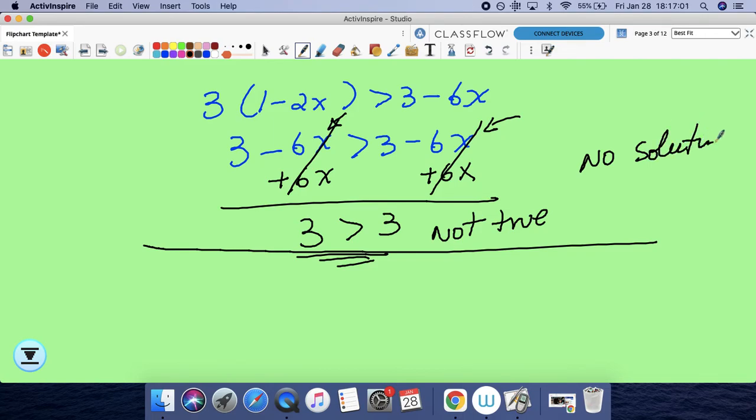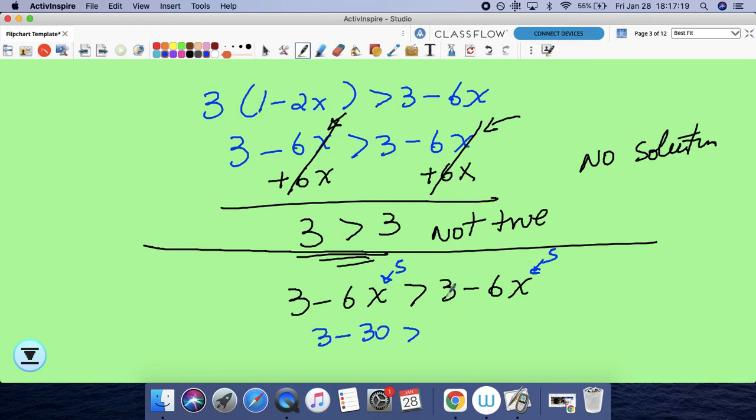So let me copy that sentence here. 3 minus 6x greater than 3 minus 6x. So that's what you have. So let's put in a number like 5. Let's plug in 5 over here and plug in 5 over here. You get 3 minus 6 times 5, which is 30, greater than 3 minus 6 times 5, which is 30. I got 3 minus 30 is negative 27, which is definitely not greater than negative 27.